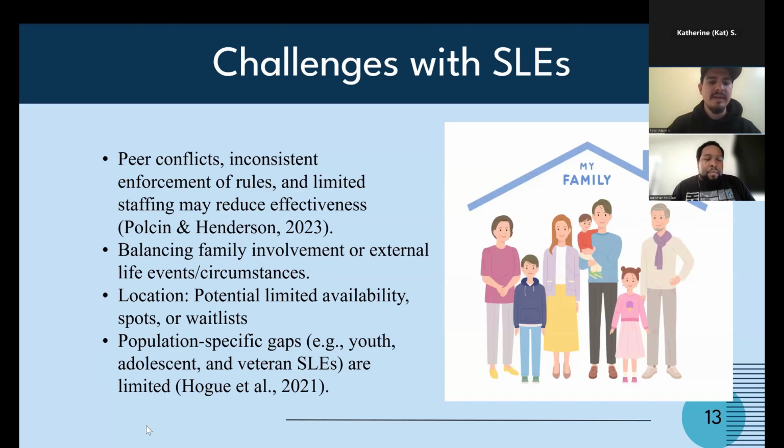What also plays heavily with the challenges of sober living environments is location. So the potential of limited availability of SLEs socioeconomically, spots or the chances of wait lists occur as well. That's also crucial with the challenges with SLEs. Population-specific gaps, for example, youth, adolescent, and veteran sober living environments are limited. And that was according to the Hogue et al. article published in 2021.